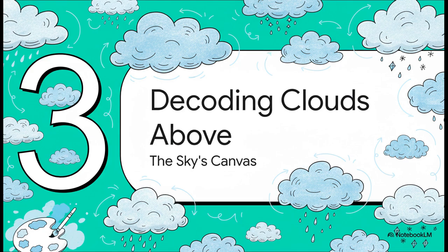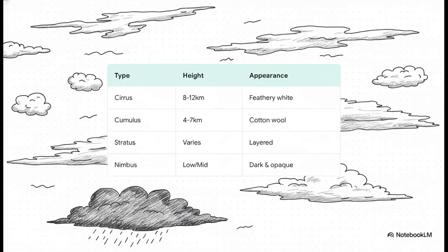Decoding the clouds above, or the sky's canvas. What happens when this condensation occurs way high up in the free air? Well, the sky essentially becomes a canvas, and it's like a giant puzzle. We classify these floating masses of water droplets and ice crystals by their height and what they look like, mostly using Latin names. First up, cirrus clouds.